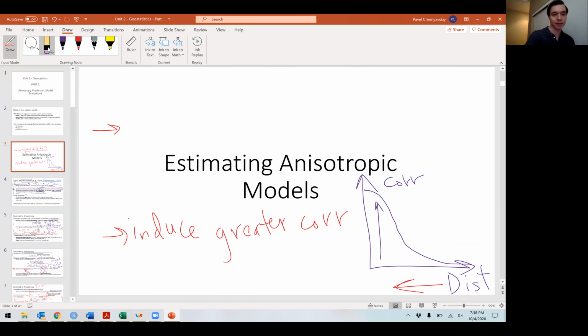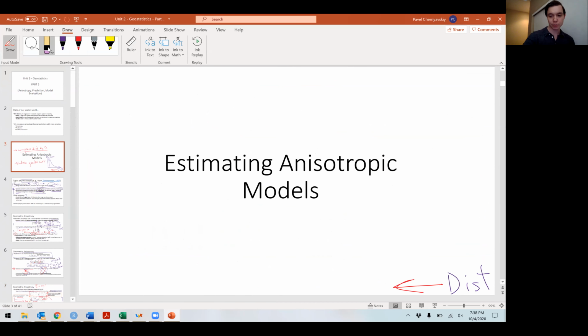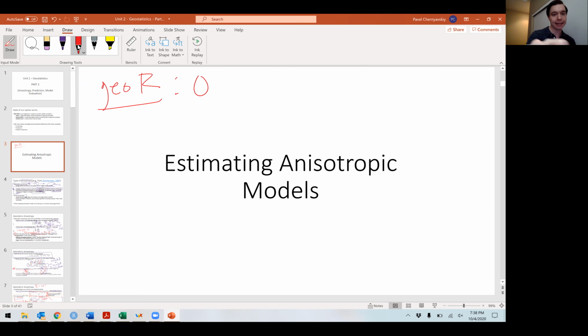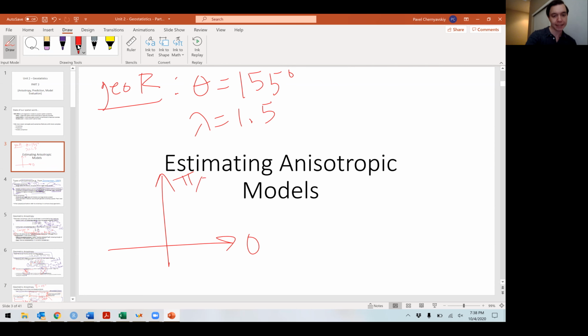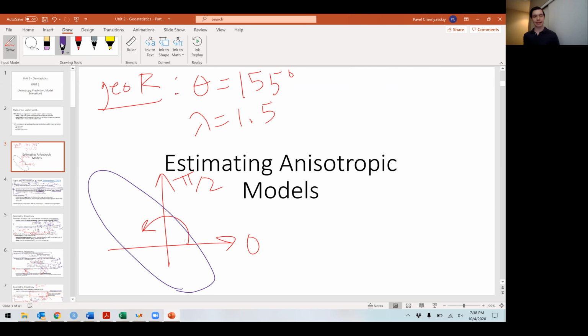So to bring this lecture home, GeoR says theta is 155 degrees and lambda is 1.5-ish. So GeoR says we go from 0, we rotate, here is pi over 2 or 90 degrees. We rotate by 155 and then we orient our ellipses like this. That's GeoR.